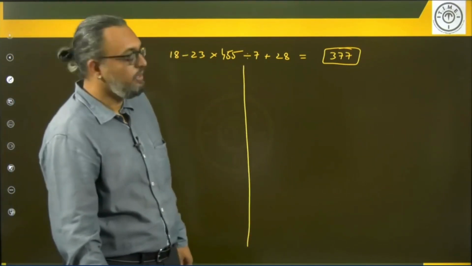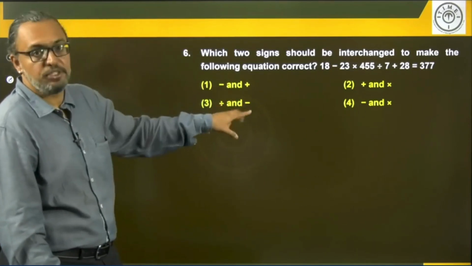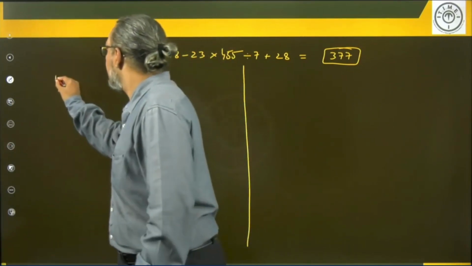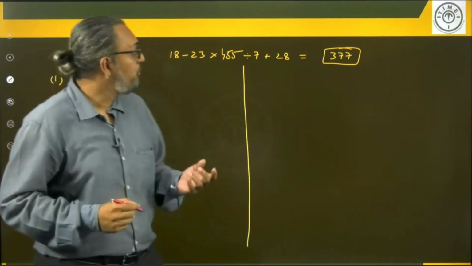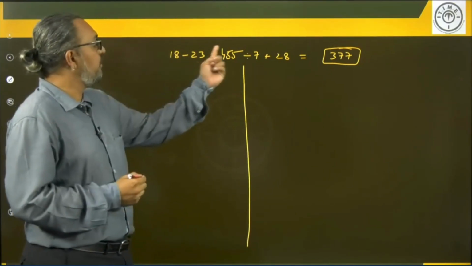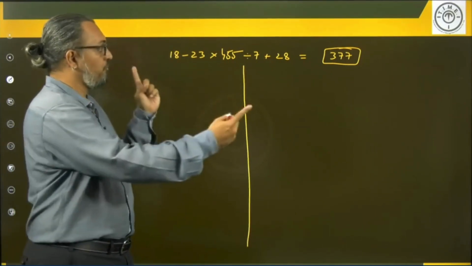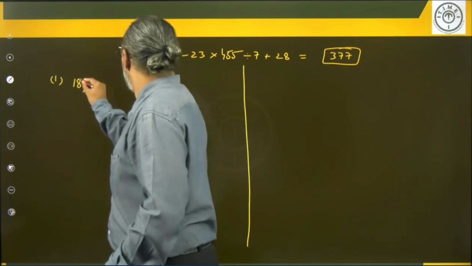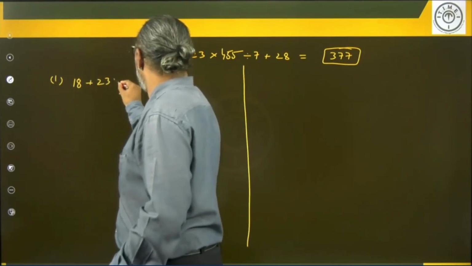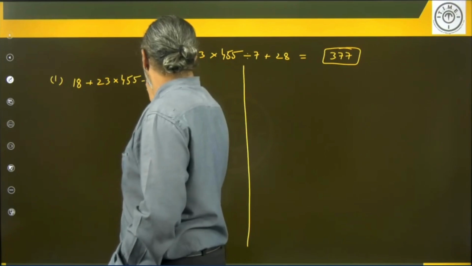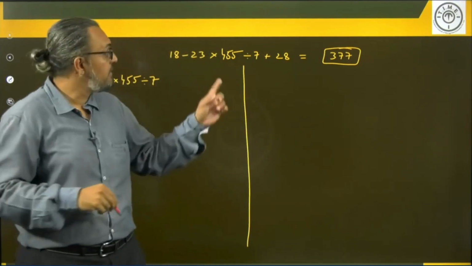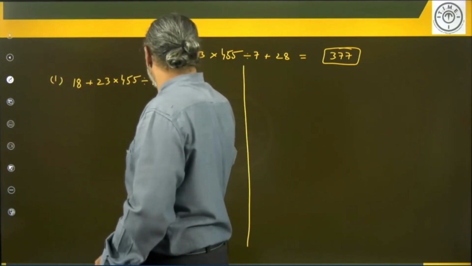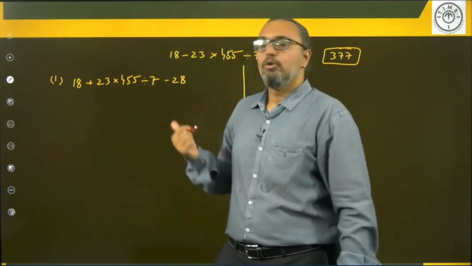Let us start with the first option, which is negative and positive are to be interchanged. Negative is in the beginning, positive is in the ending. So, we need to interchange them. The expression basically will be 18 plus 23 into 455 divide by 7 and then minus 28. So what are we going to have?